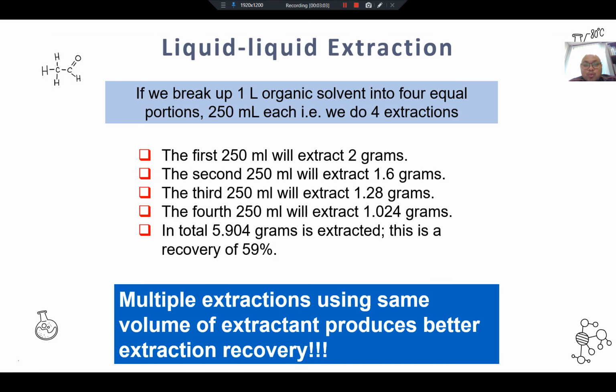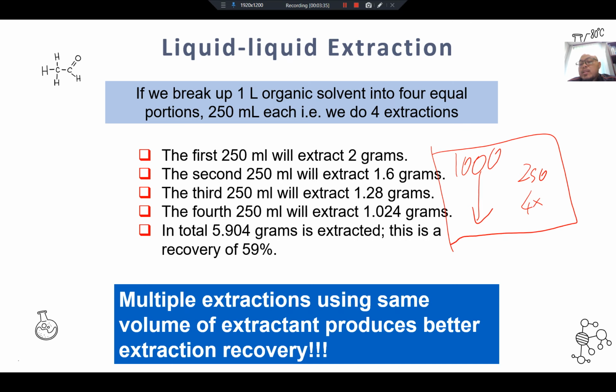Right, let's say you break up 1 liter into 4 extractions. You can get up to 4.905 gram extracted. So this is a recovery of 59%. So it means that multiple batches are much better, right? Not necessarily. What I mean by batch, over here say just 1000 ml, instead of doing it one time, you divide by 250, 4 times. That is what it means by this example.